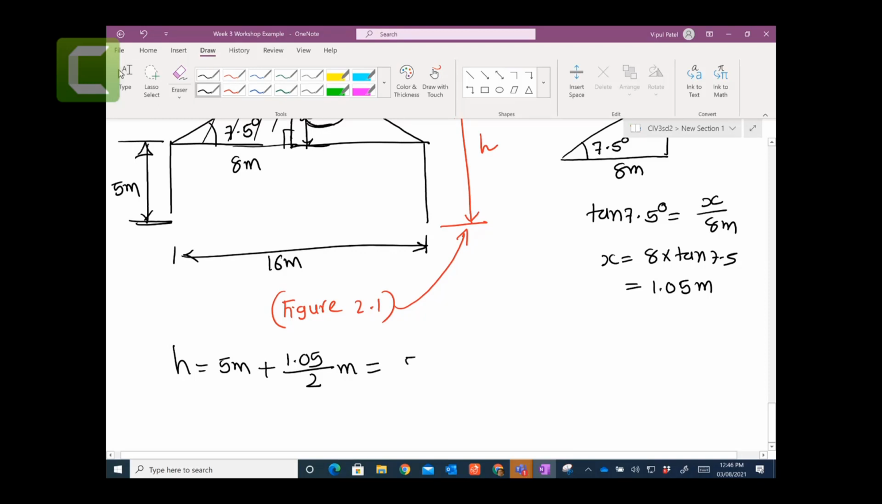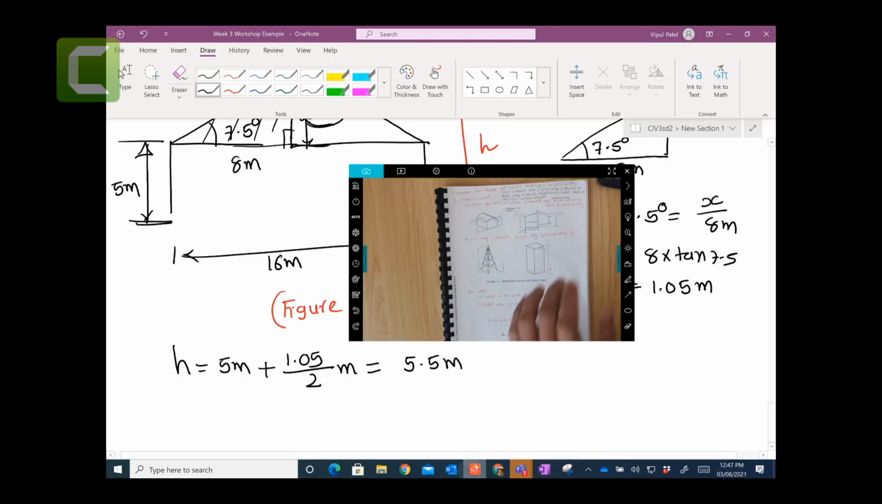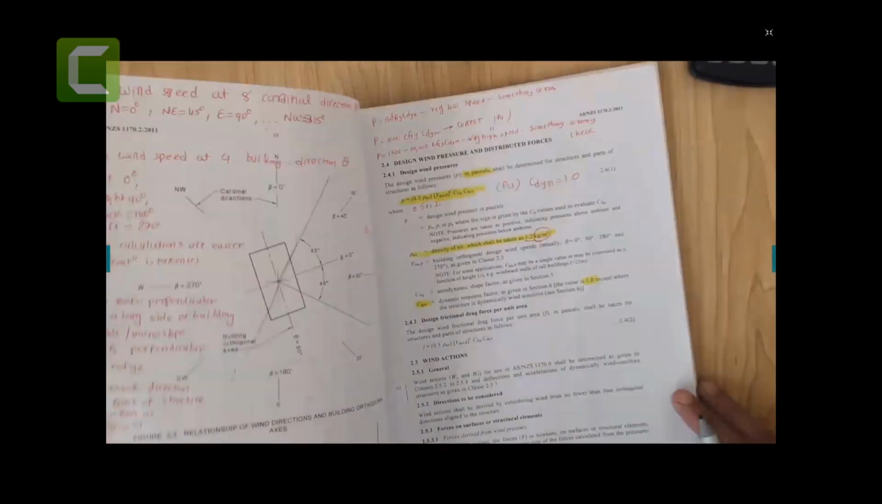So you have 5.53 meters. Let's take 1 decimal place, 5.5 meters. Right? So for that 5.5 meters, I think now we have all the details.